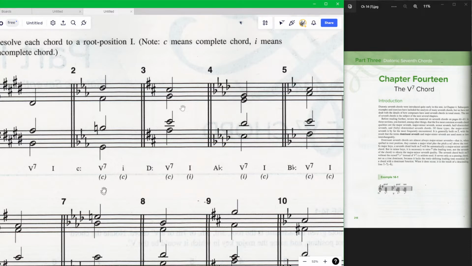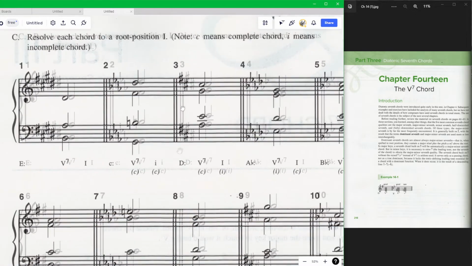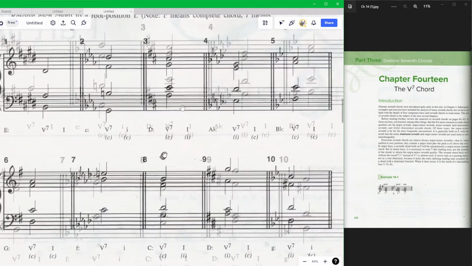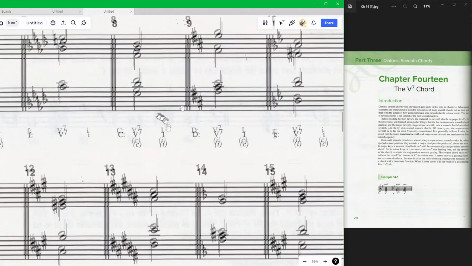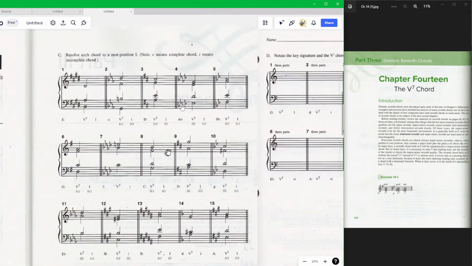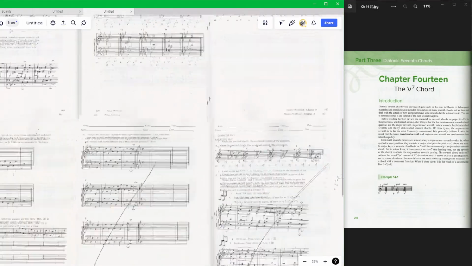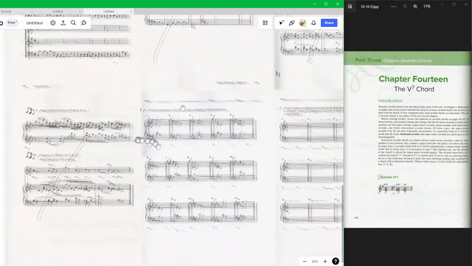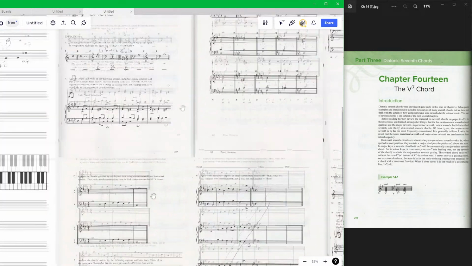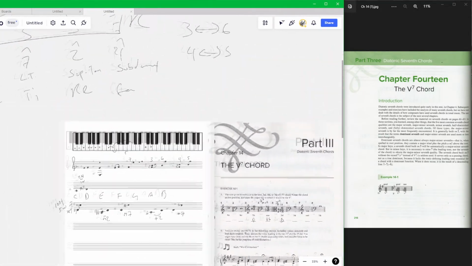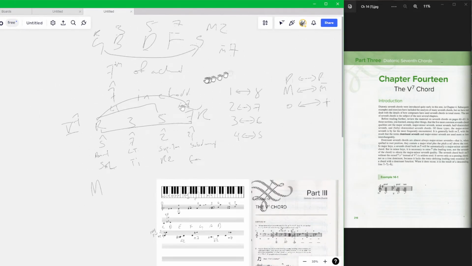How to resolve it? Now you notice the C and the I. It says here C means complete chord, I means incomplete chord. We'll get to that. Alright. Now also notice both of these chords are root position. All of these chords are in root position, meaning we're going to have a segment of homework here where they're going to be inverted somewhere like here. We'll talk about that. So let's go back to the whiteboard here.